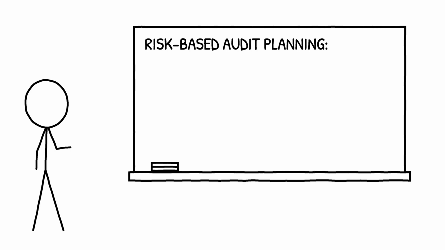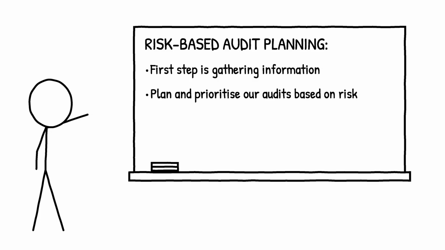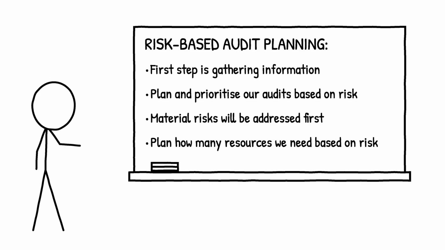For your exam, look out for questions which are trying to test that you understand that the first step in risk-based audit planning is gathering information to understand the business and its objectives, as this will allow us to plan and prioritize our audit based on risk, which means we will address the material risk first, while also helping to identify the appropriate amount of resources we need.